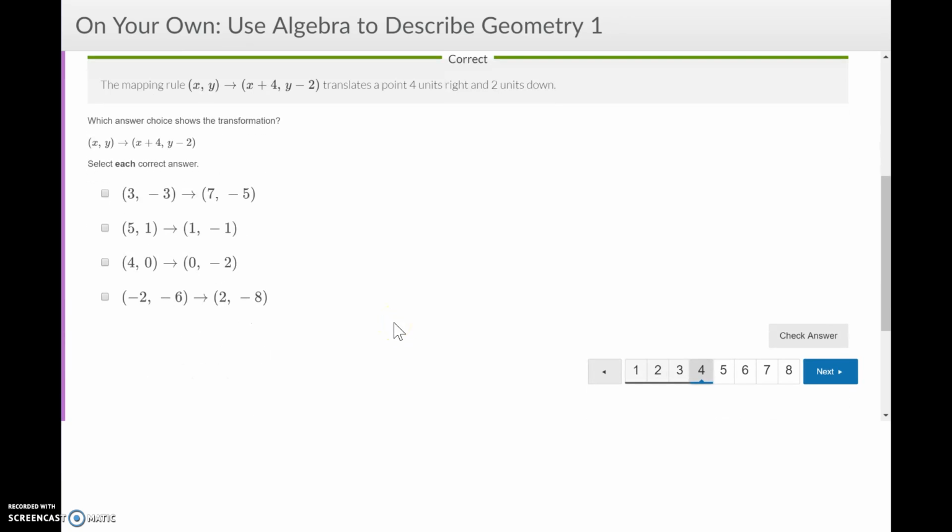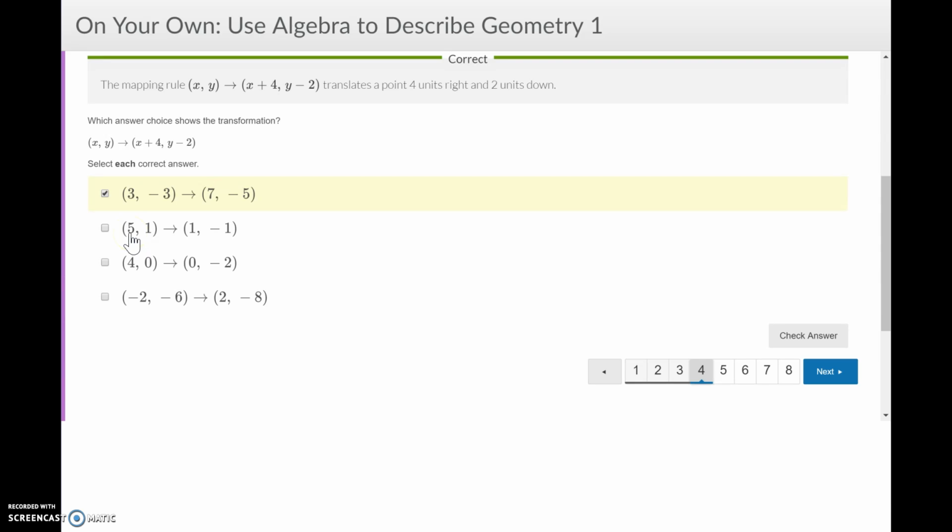All right, so let's find some coordinates that follow this. So x and y are both changing, so we can't use that to help us. So x is plus 4. So 3 plus 4 is 7. So that one is good. And then y is minus 2. So negative 3 minus 2 would be negative 5. So this one works.